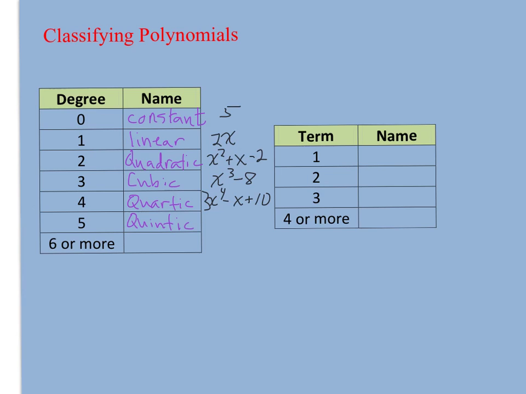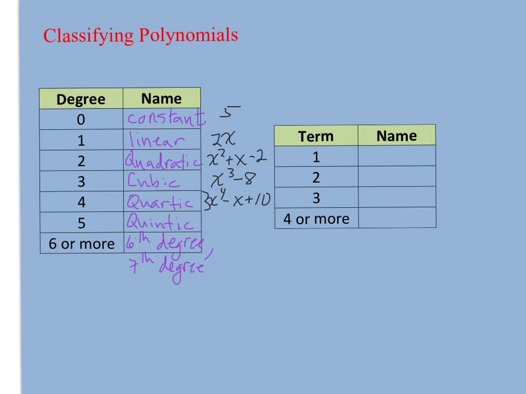And a degree of 6 or more, you're just going to say 6th degree, or 7th degree, etc. If it's to the 15th degree, you say 15th degree polynomial, and so on.